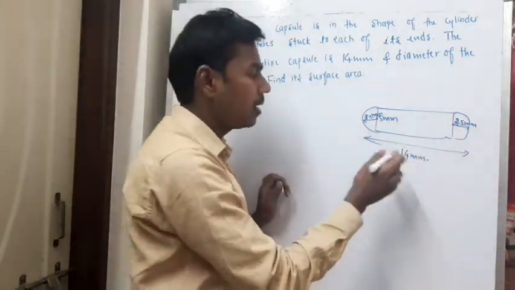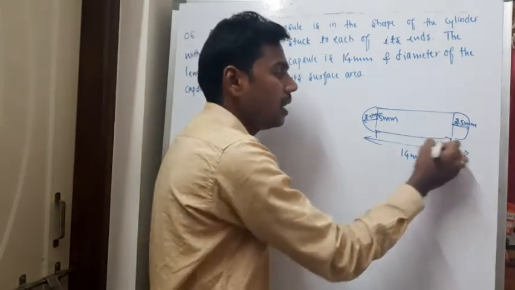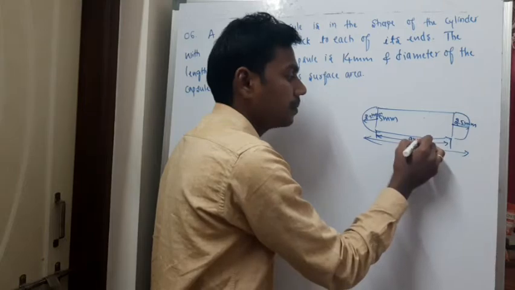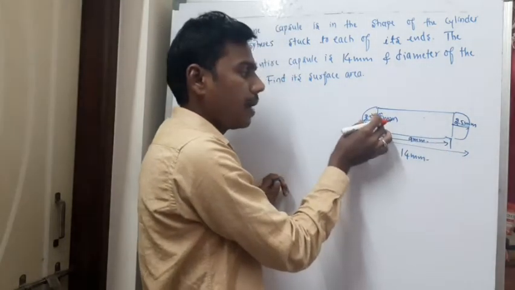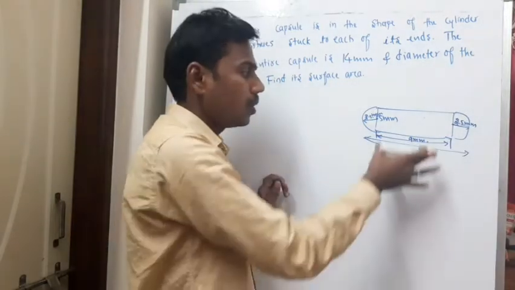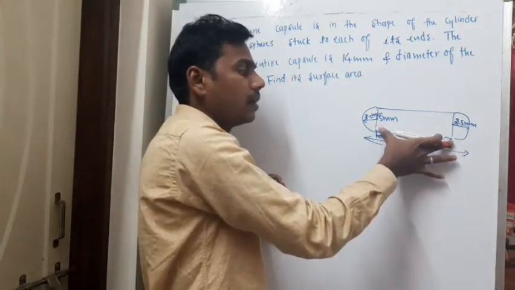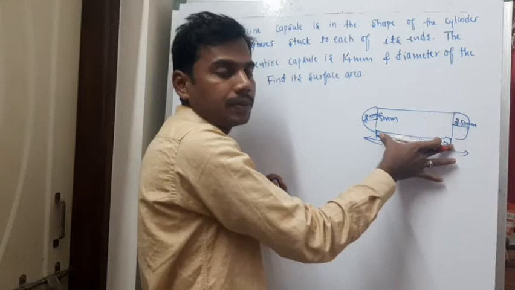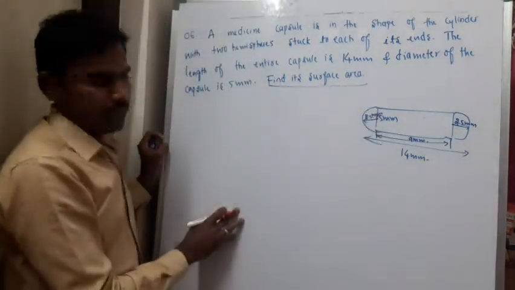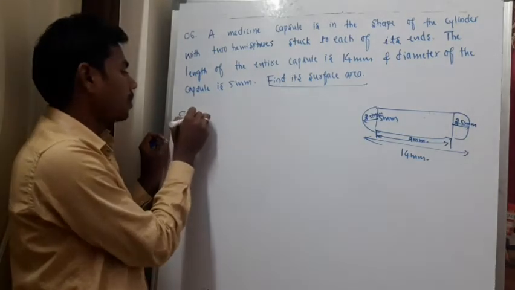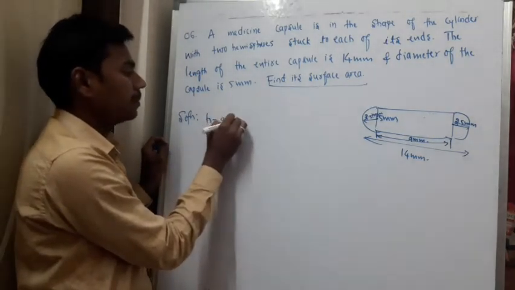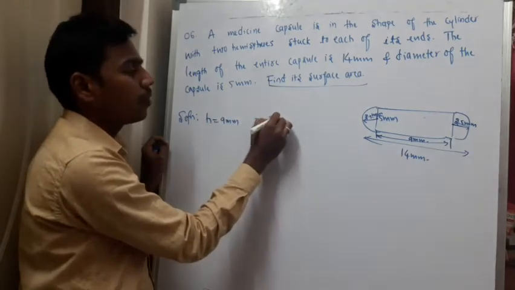If I remove that, what will be the height of the cylinder? This will be 9 mm. 2.5 mm I am going to remove from this end, and 2.5 mm from that end. So the height left here will be 9 mm. Now, what do we need to find? We need to find the surface area. So what is given? h is 9 mm, r is equal to 2.5 mm.